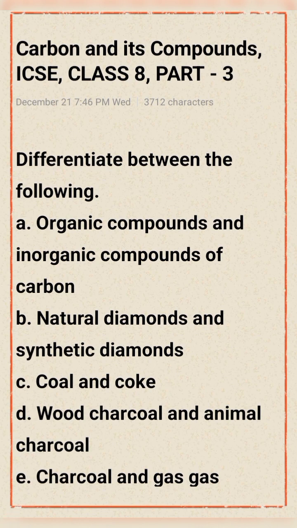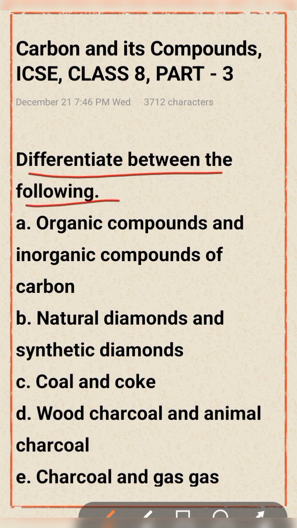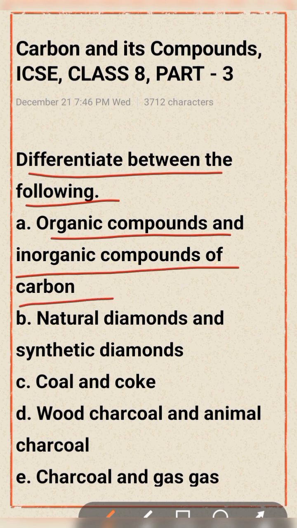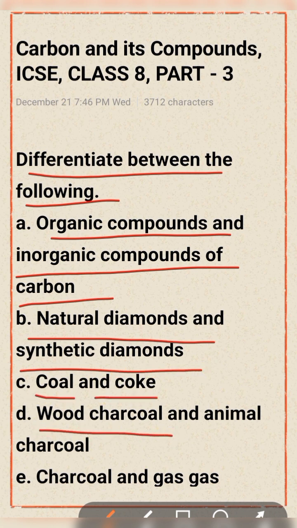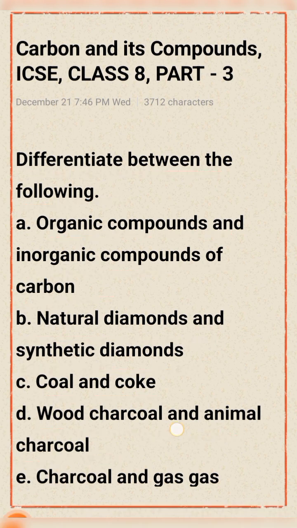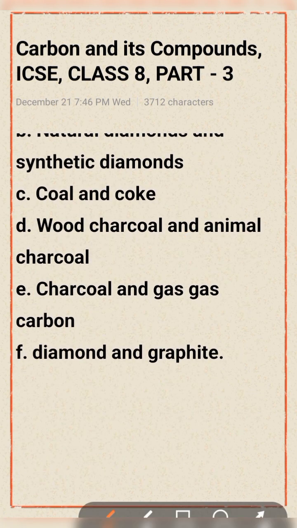Now, differentiate between the following: organic compounds and inorganic compounds of carbon, natural diamonds and synthetic diamonds, coal and coke, wood charcoal and animal charcoal. Next, charcoal and gas carbon. Also the next and last part, diamond and graphite.